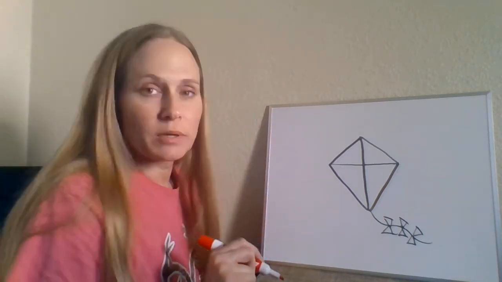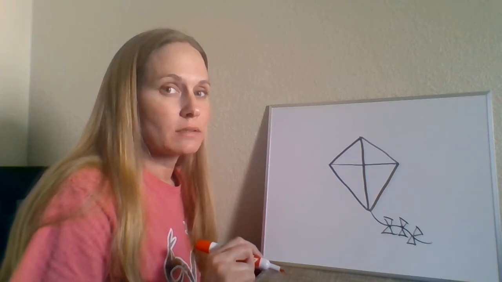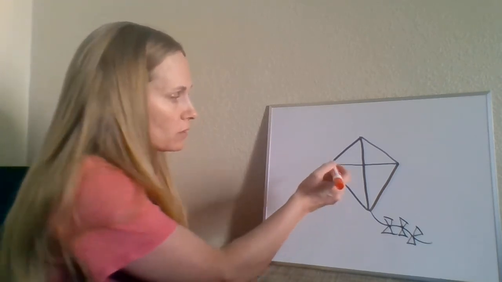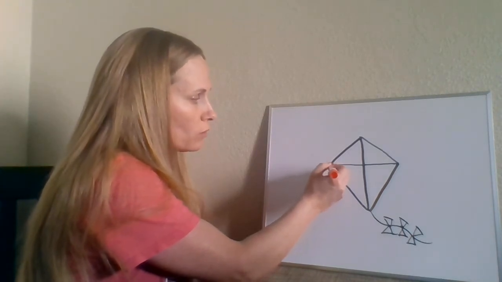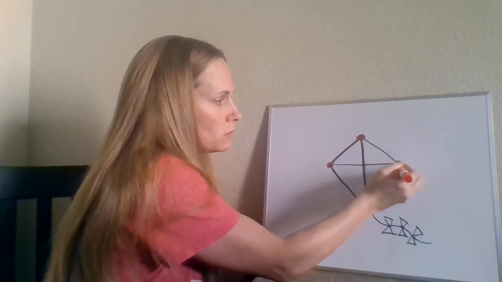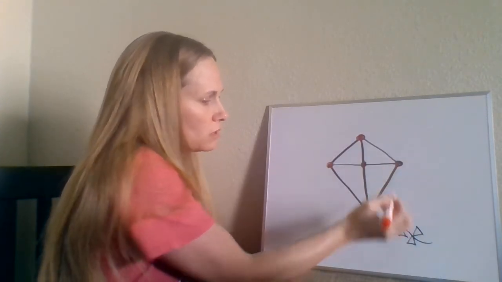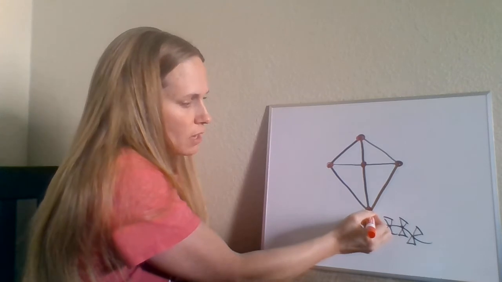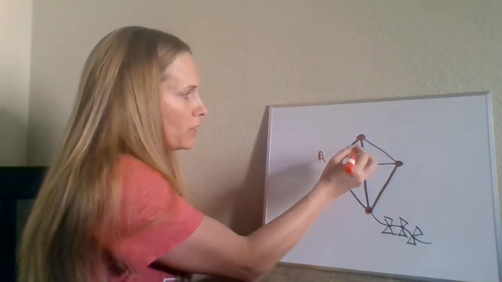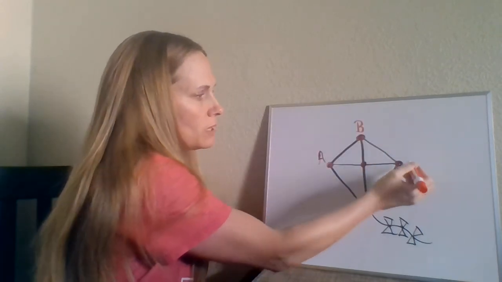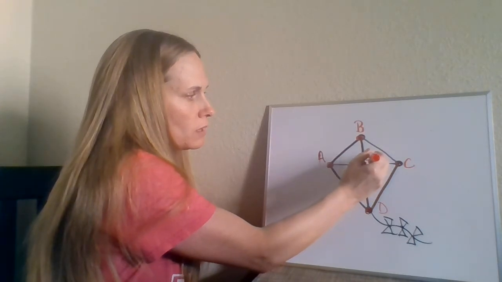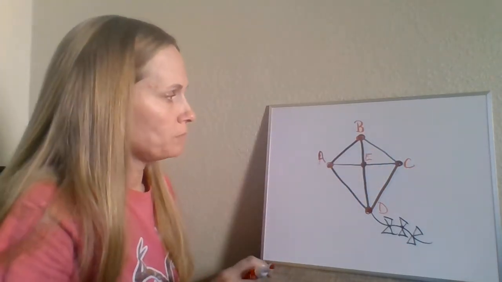So I'm going to start by putting points on my kite. Now points, I can put them anywhere I want to, but I'm going to focus on the corners or where angles are created. Put one right here in the middle. Now I'm going to go back and label my points. I have point A, point B, point C, point D, and point E in the center.